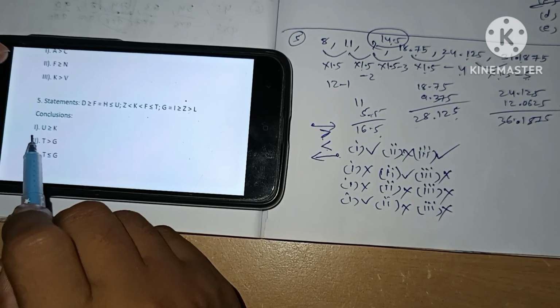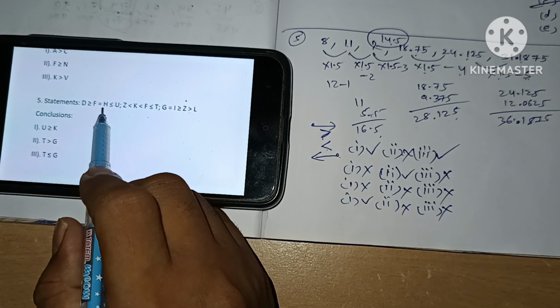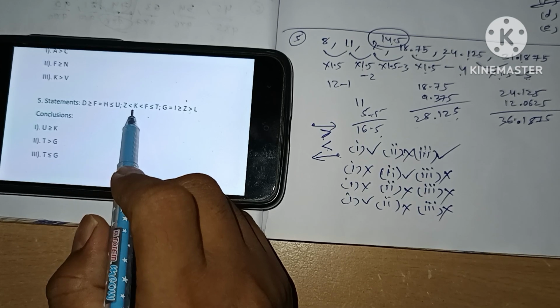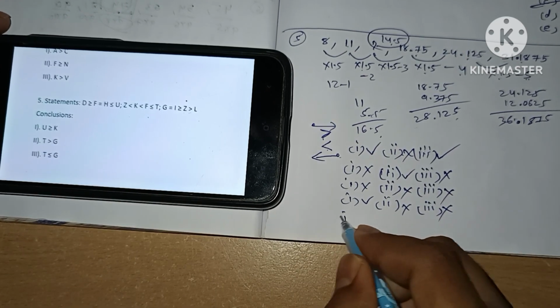Fifth question, the flow from U to K with everywhere equal to. From U we can reach H and F. From F we can reach K, but there is a missing equal to here. So the first conclusion will be false.